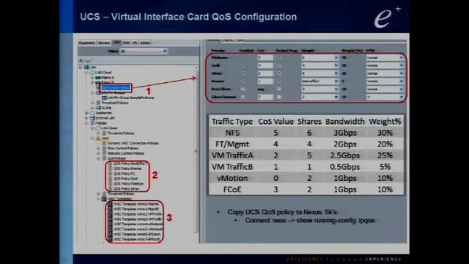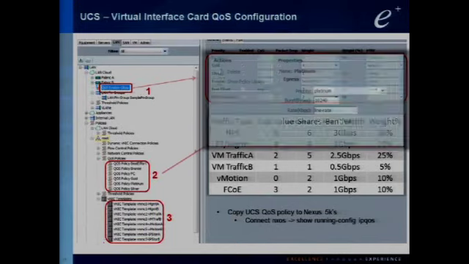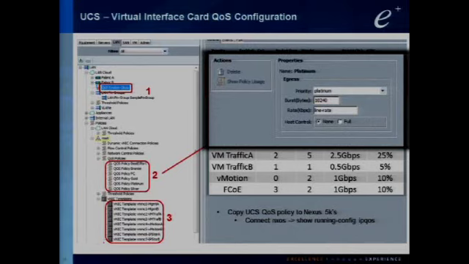And so the first thing you do is configure QoS. The second thing you do is create QoS policies down below. These are going to be applied to your VNICs. So you create these QoS policies, and there's that option of host control.